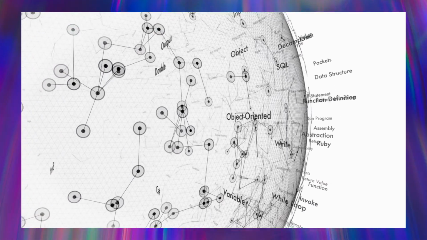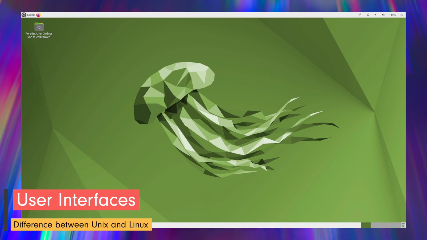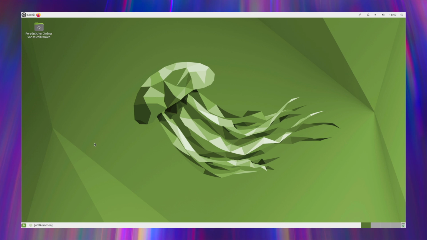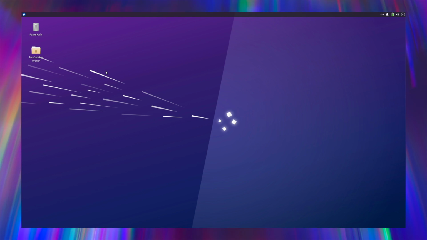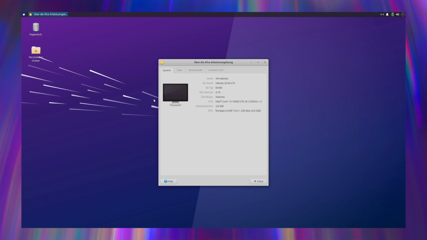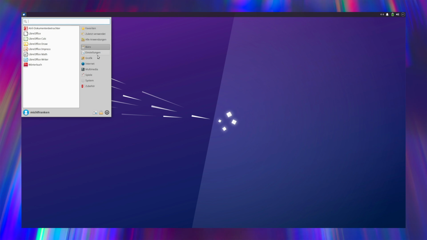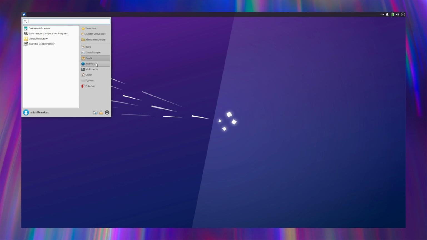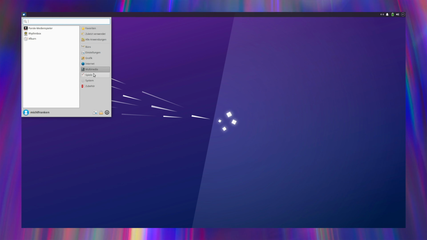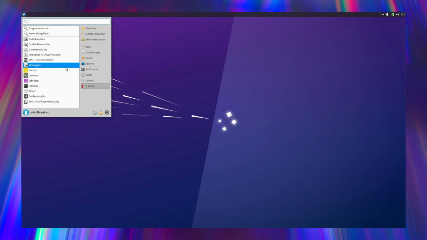The evolution of user interfaces serves as a visual testament to the differences between Unix and Linux. Unix may showcase different graphical user interfaces, often varying between versions and implementations. The diversity of Unix GUIs can be attributed to the decentralized nature of Unix development, where different vendors and communities contribute to the user interface design. This can result in a lack of uniformity and consistency for users transitioning between different Unix environments.